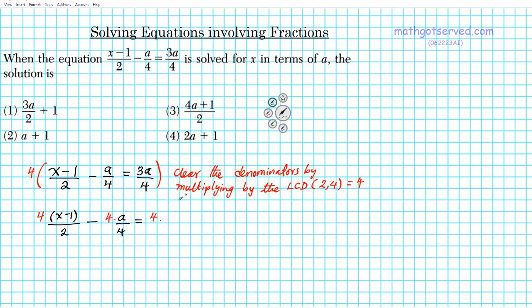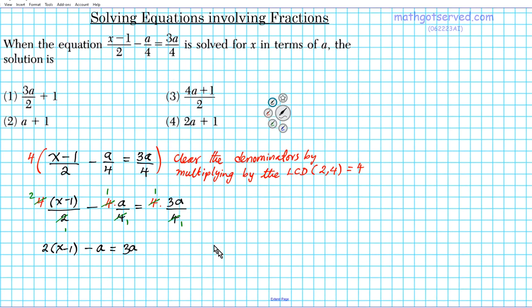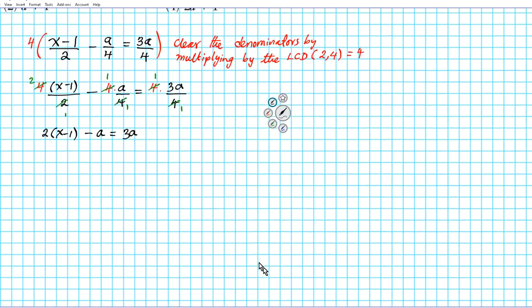So what is it that we're trying to accomplish by multiplying by the LCD, which is 4? Remember, we want to clear out the denominator terms. So let's see what happens here. 2 goes into itself once, and 4 goes into 4 once, in each of these terms. This 2, let's bring it down. We have 2 times the quantity x − 1, minus a, equals 3a. Isn't this magnificent? We don't have a denominator to deal with anymore. It's much easier to solve for x in terms of a.